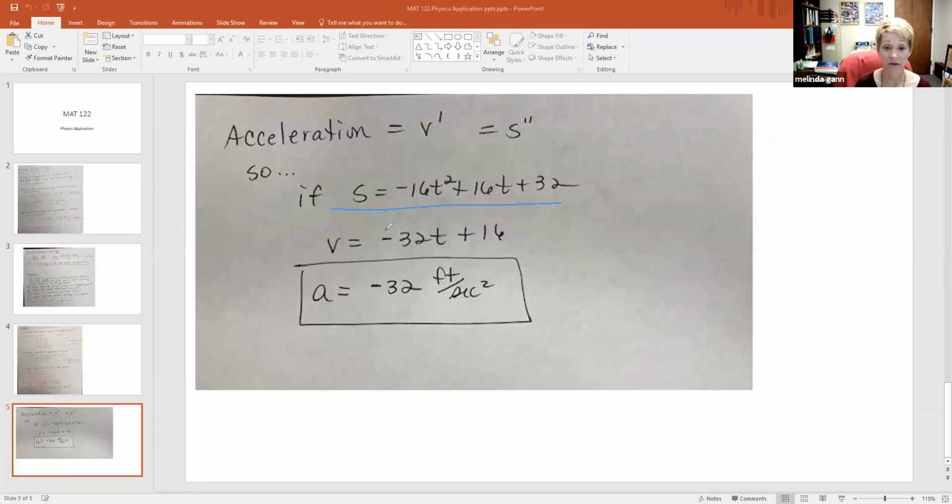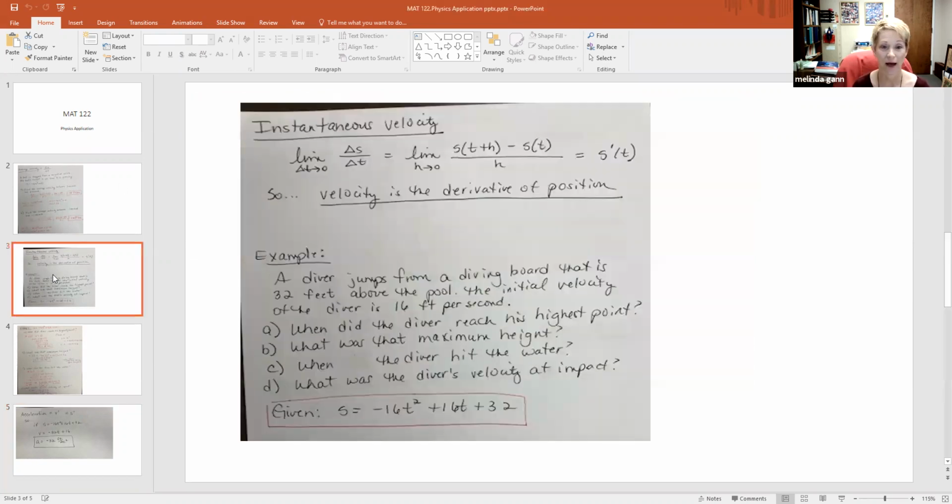And so the derivative of a negative 32t is just a negative 32, and the derivative of a constant is 0. Now, why is that just a number? Because after you shoot it or throw it or jump or whatever, the only thing acting on it is gravity, and this is acceleration due to gravity. So you are going to work a worksheet that's got problems very similar to the questions on this page.